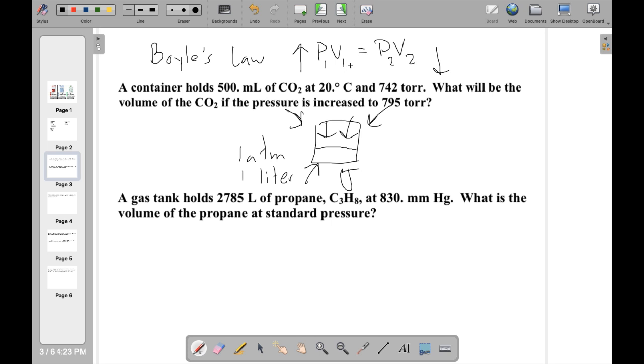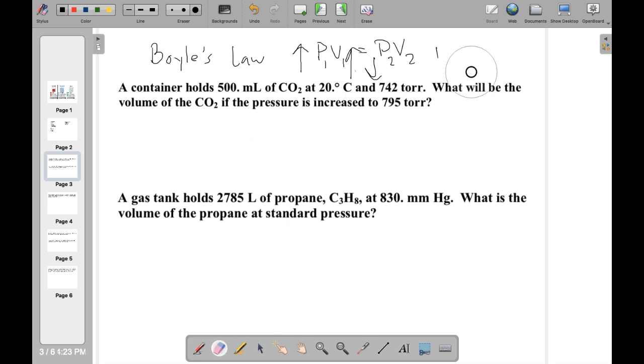Okay, well, what if I increase the volume? If I increase the volume, the pressure must decrease. So that's all an inverse relationship means. It means there's this relationship between pressure and volume. If I increase one, I'm going to have to decrease the other. Using this law, we can solve basic problems.